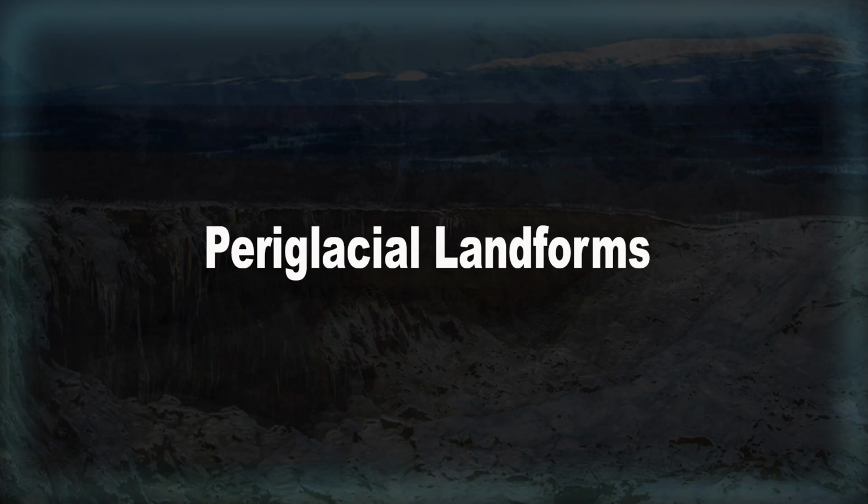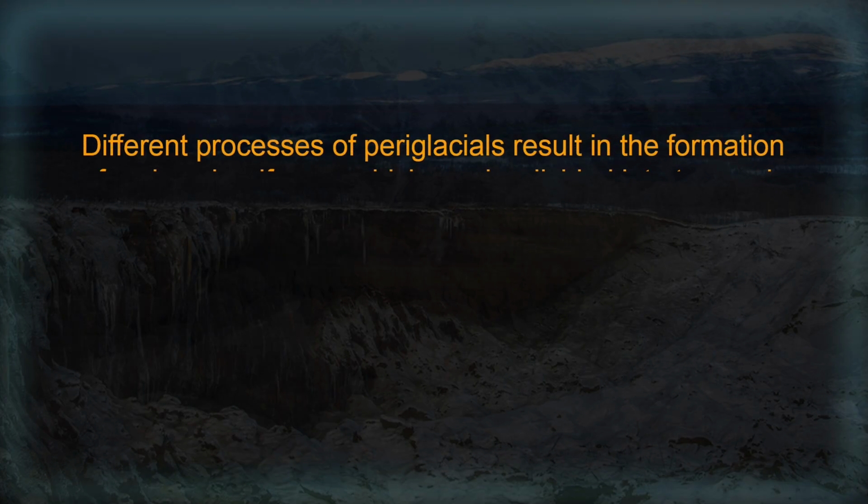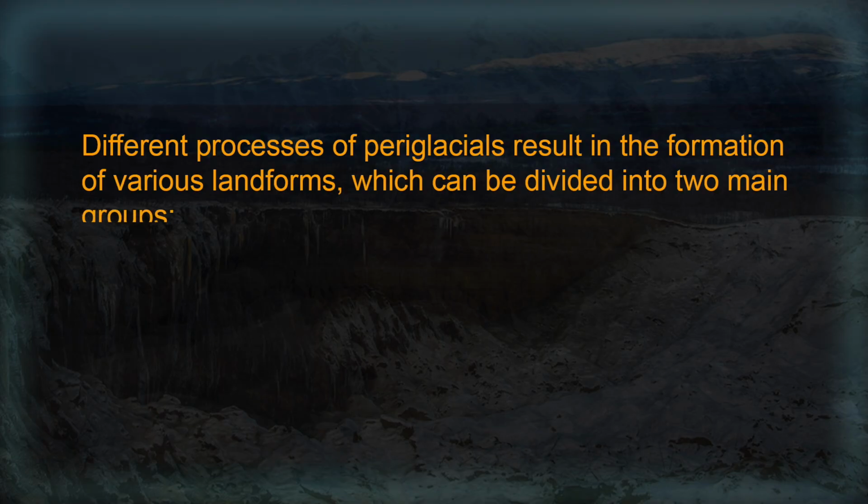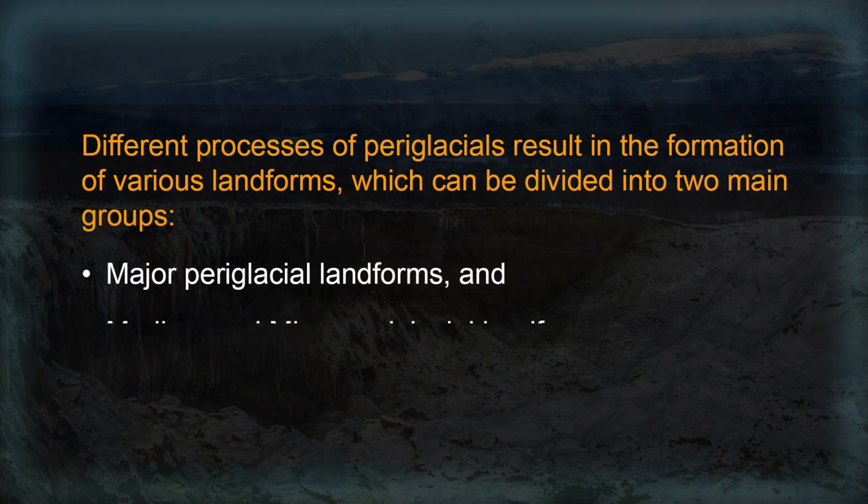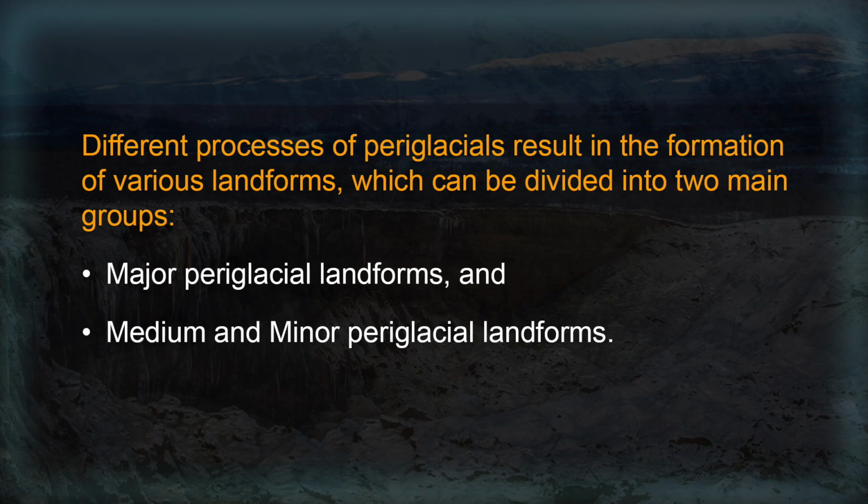Now, we start with periglacial landforms. Different processes of periglacials result in the formation of various landforms, which can be divided into two main groups: major periglacial landforms and medium and minor periglacial landforms. Begin with major periglacial landforms.